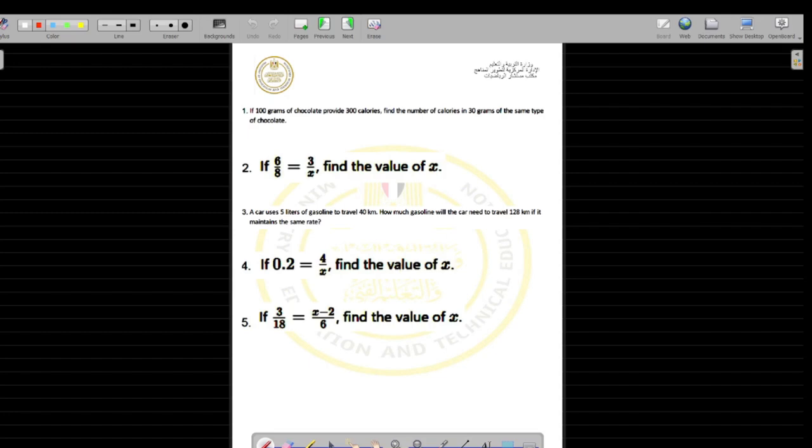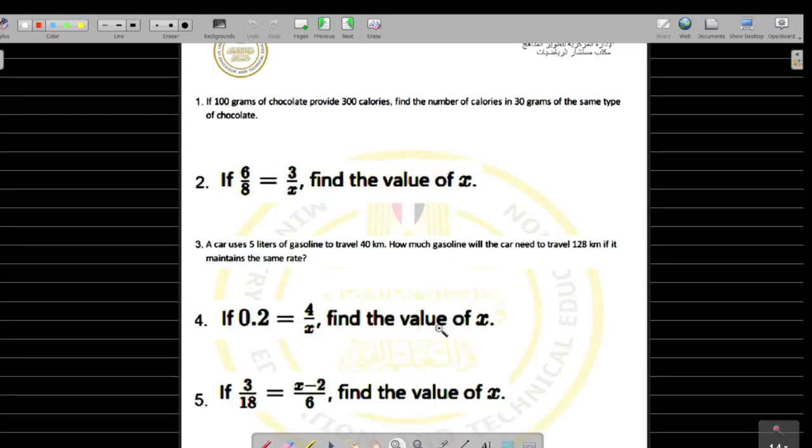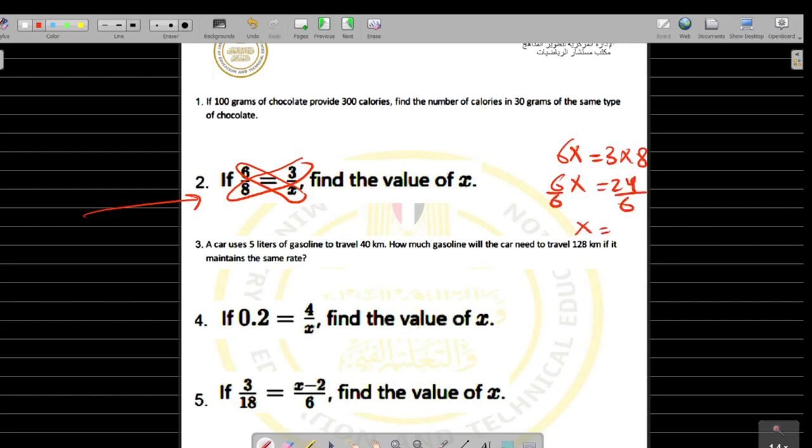The third one, maybe we have another idea here, like this question. If 6 over 8 equals 3 over x, you can use the extremes. The product of extremes equals the product of means. So here 6x equals 3 times 8, so 6x equals 24. Divide by 6, and you will get x equals 4. This is the answer.